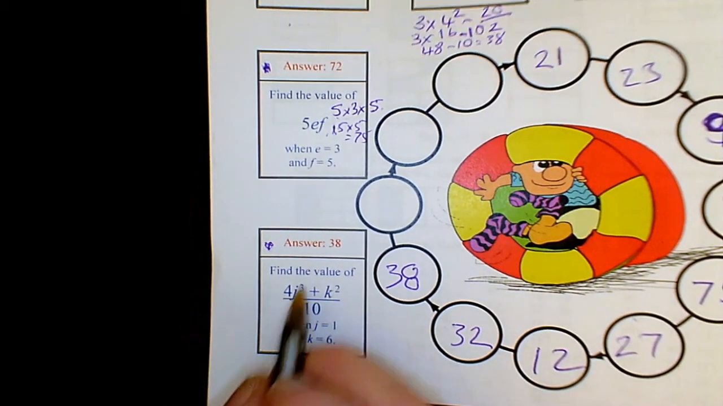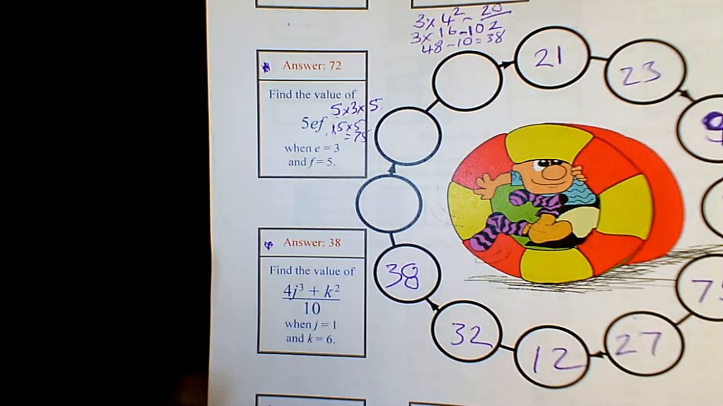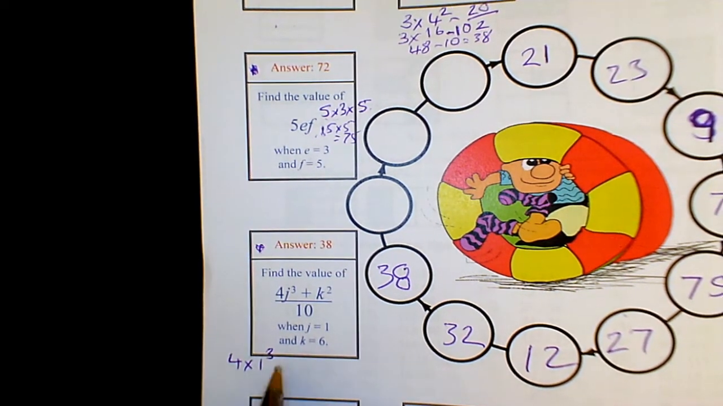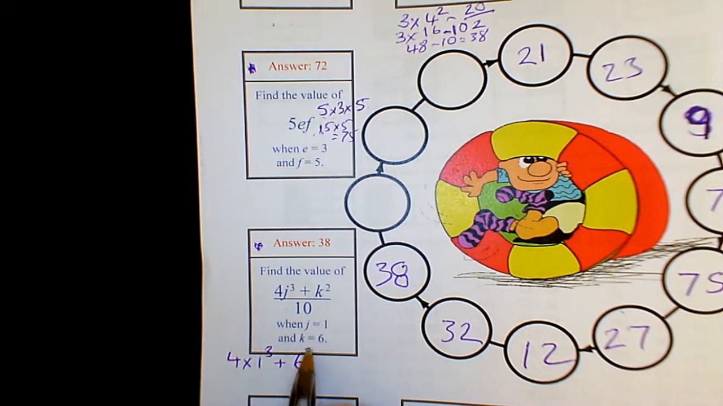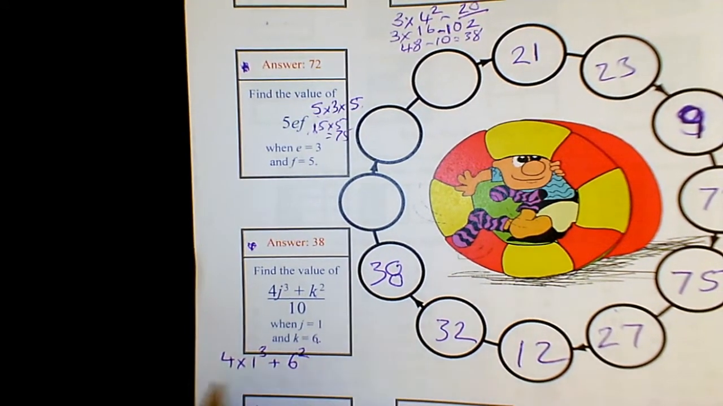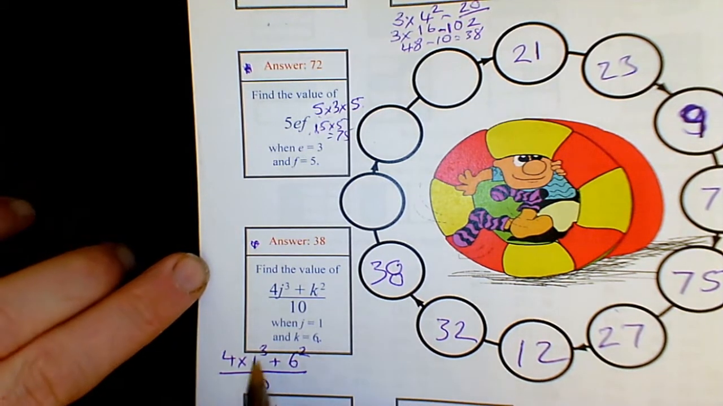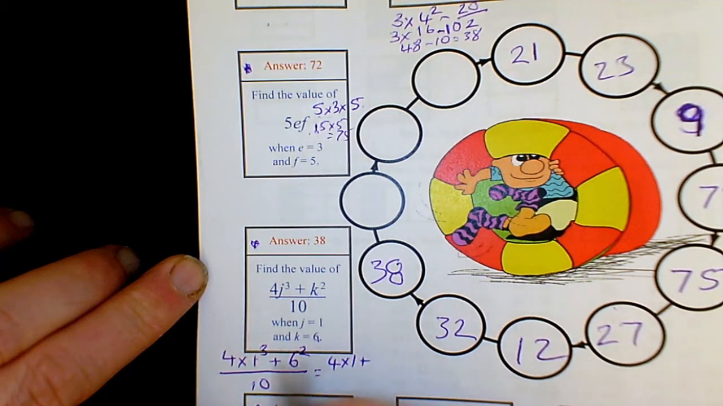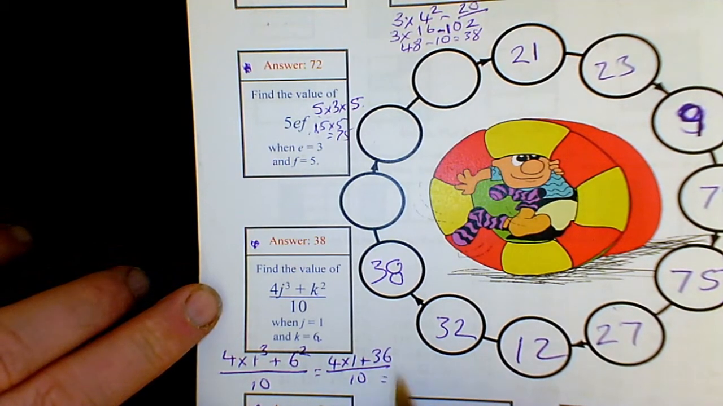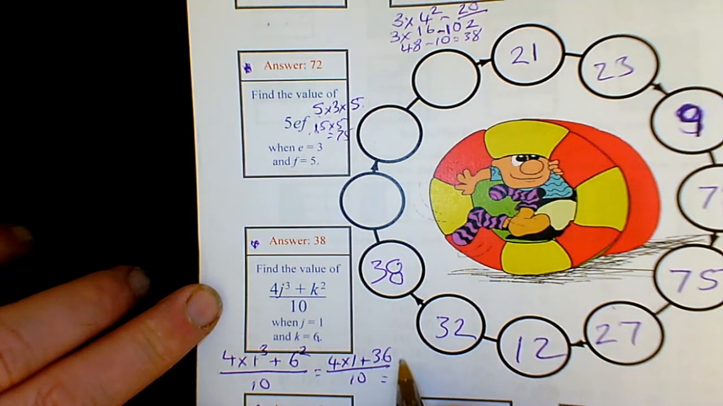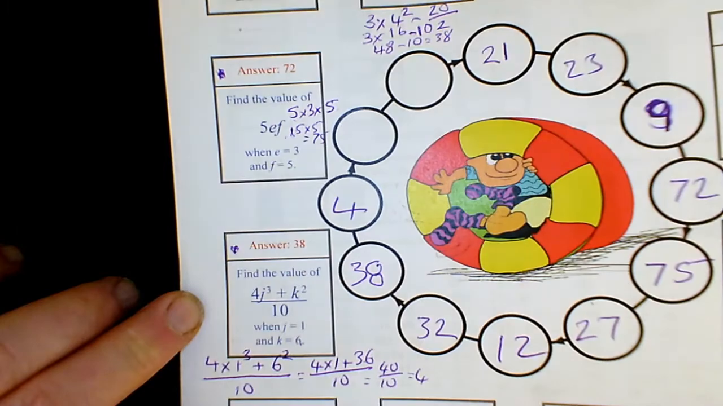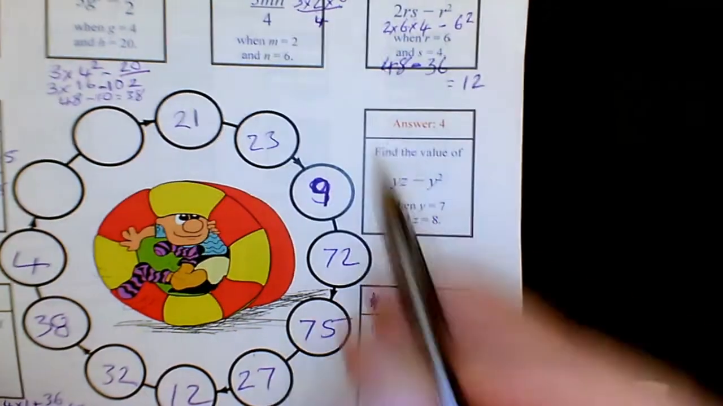Find the value of 4j cubed plus 6 squared, k equals 6, divide by 10. So 4 times 1 cubed, 1 cubed is 1, so I've got 4 times 1 plus 6 squared is 36, divide by 10. That's going to be 4, plus the 36 gives me 40, 40 divided by 10 gives me 4. So look at the answer 4, which is over here.